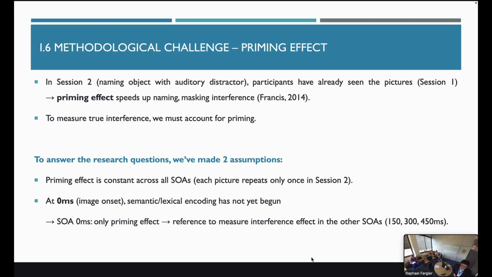And second, at 0 milliseconds, as we remember, the semantic and lexical encoding is the second stage of the whole process. So at image onset, it's too early for them to happen at that time point. So at SOA 0 milliseconds, we assume that there is only the priming effect. So we will use it as a reference to measure the interference, and I can show you in the later slides.